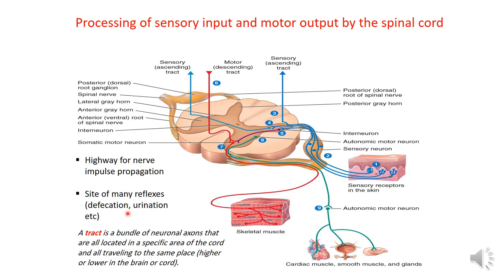And as we know, the white matter contains something called tracts, and the tracts are bundles of neuronal axons that either carry sensory information or carry motor information. Sensory information is carried in ascending tracts, like the anterolateral system and the dorsal column medial lemniscus system, and motor information in descending tracts like the pyramidal tracts. They are bundles of neuronal axons located in specific areas in the spinal cord, and they have a specific function, either sensory function or motor function.